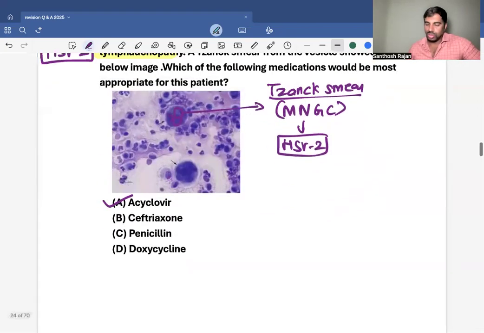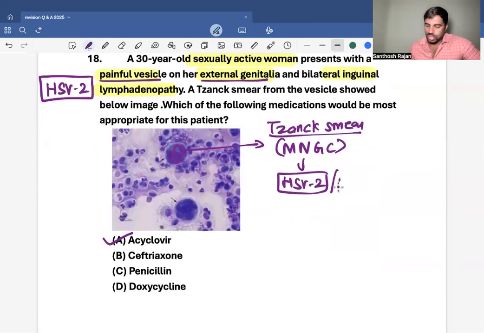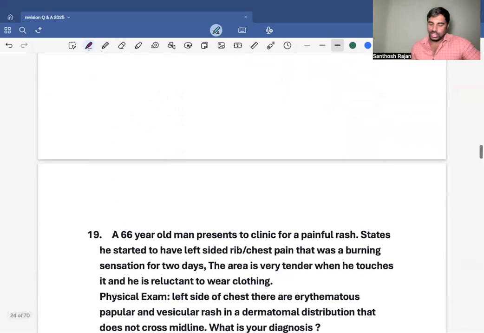Easily, don't make a mistake. So when you talk about a Tzanck smear, you think about HSV1, HSV2, and also varicella zoster virus, the chickenpox virus. That's it. This is an important part. Next one.